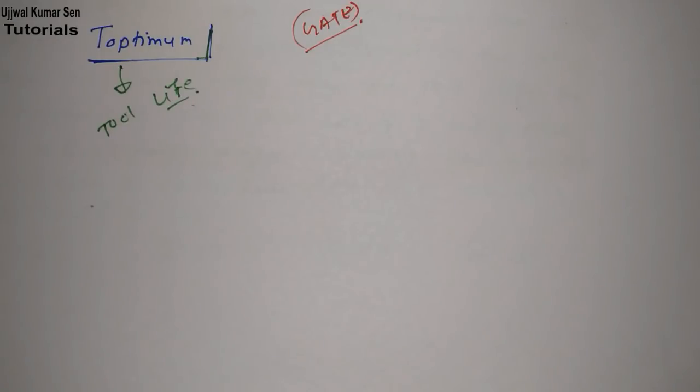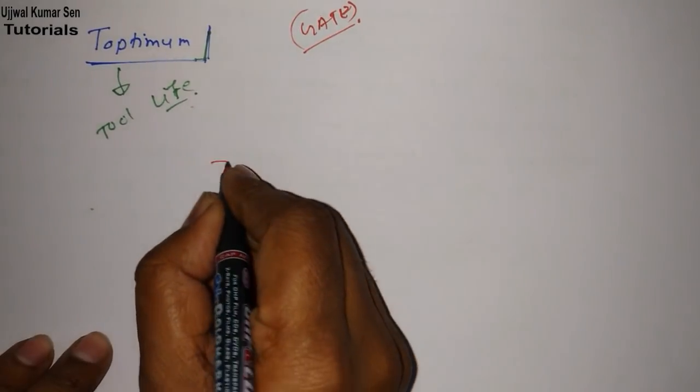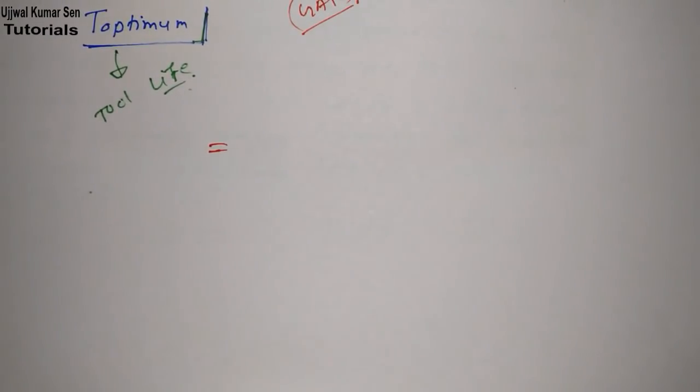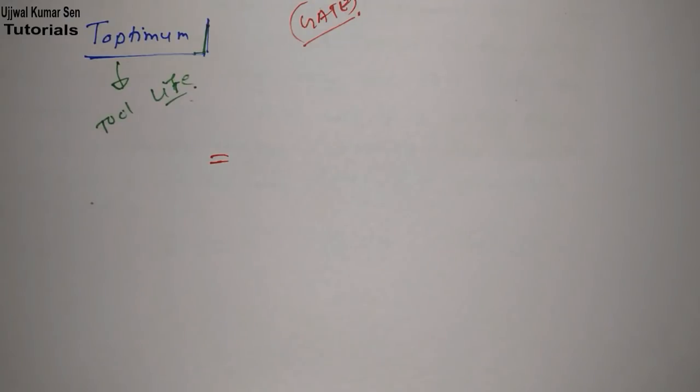One is T optimum, tool life optimum, as well as velocity optimum, V optimum. Probably I will share about that in my upcoming videos, but today in this video tutorial I am going to share this one only. So let's go for the formula, because this video is GATE oriented only, so I'll not talk about any theoretical things. I'll go straight to the formula. I'll tell you what to remember, what not to remember, and definitely I will tell you how to solve the question.